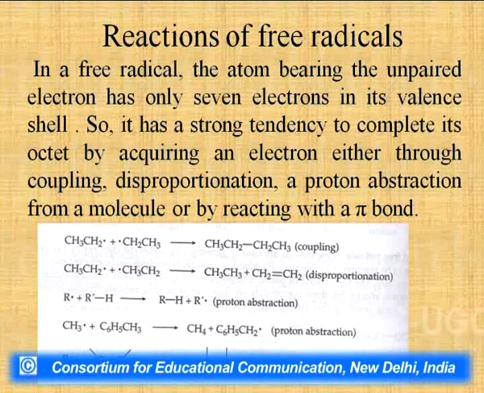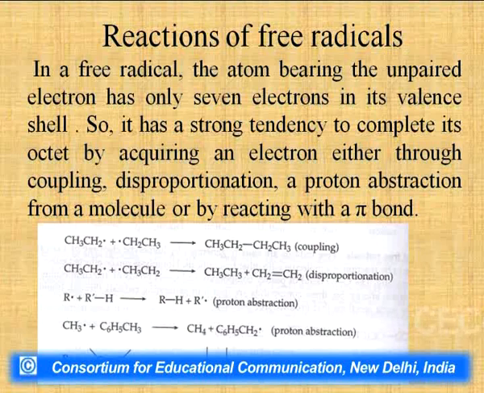Reactions of free radicals. In a free radical, the atom bearing the unpaired electron has only 7 electrons, while in the carbon radical we will discuss there are 6 electrons, but both are electron deficient in the valence shell, so it has a strong tendency to complete its octet by acquiring an electron, either through coupling, disproportionation, proton abstraction from a molecule, or by reacting with a pi bond.